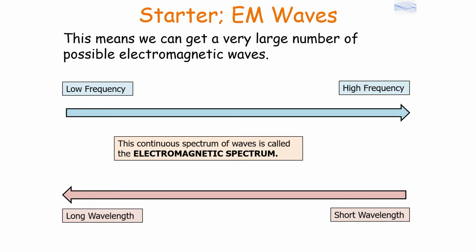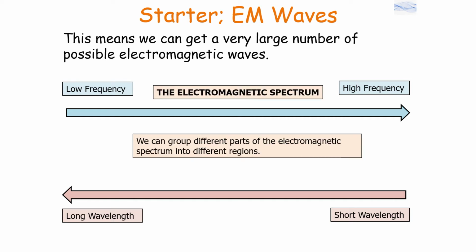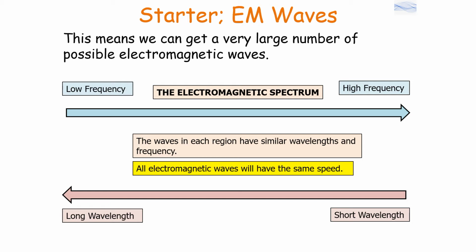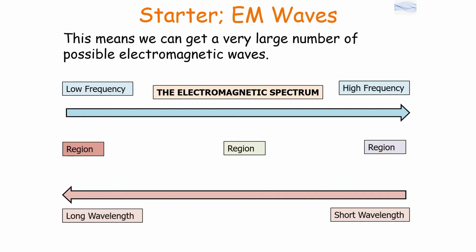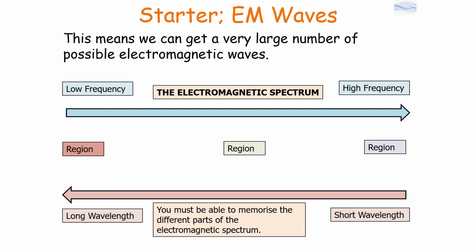This leads to a continuous spectrum of waves called the electromagnetic spectrum, and we can group the different parts of the electromagnetic spectrum into different regions. The waves in each region have similar wavelengths and frequencies, but all the electromagnetic waves have the same speed. In these different regions, you've got to be able to memorize where each region lies in the electromagnetic spectrum, which is very, very important.